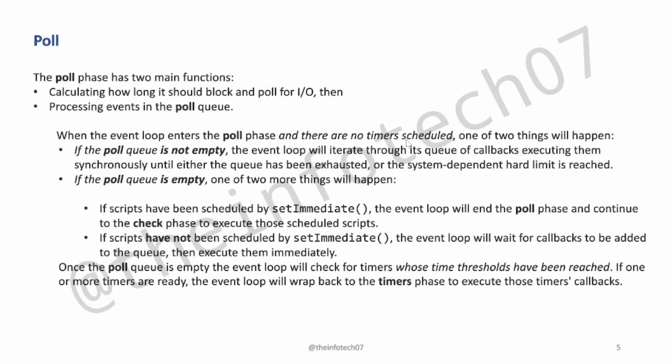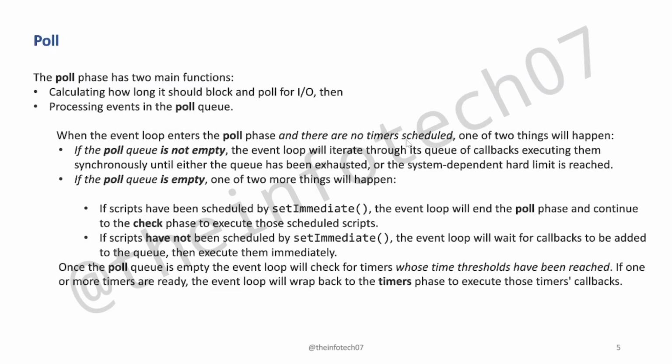Now coming to the poll phase, which is the main phase of the event loop. The poll phase has two main functions: calculating how long it should block and poll for IO, then processing events in the poll queue. When the event loop enters the poll phase, it checks the timer phase to see whether any callback is registered there or not. One of two things will happen.